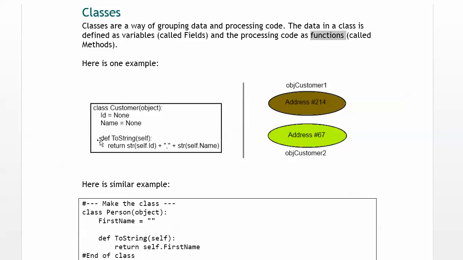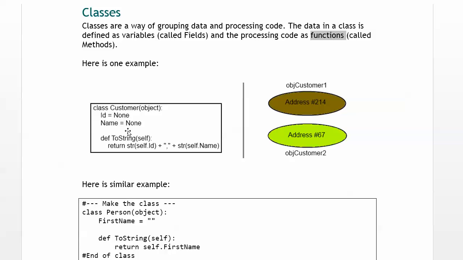Here's an example. Let's say I make a class called customer, and I inherit from the basic template of all classes called the object class. So that's what this code says. I add in an ID and a name variable. Oh, I don't call them variables, I call them fields now. And I add in a function called toString. Oh, I don't call it a function, I call it a method now.